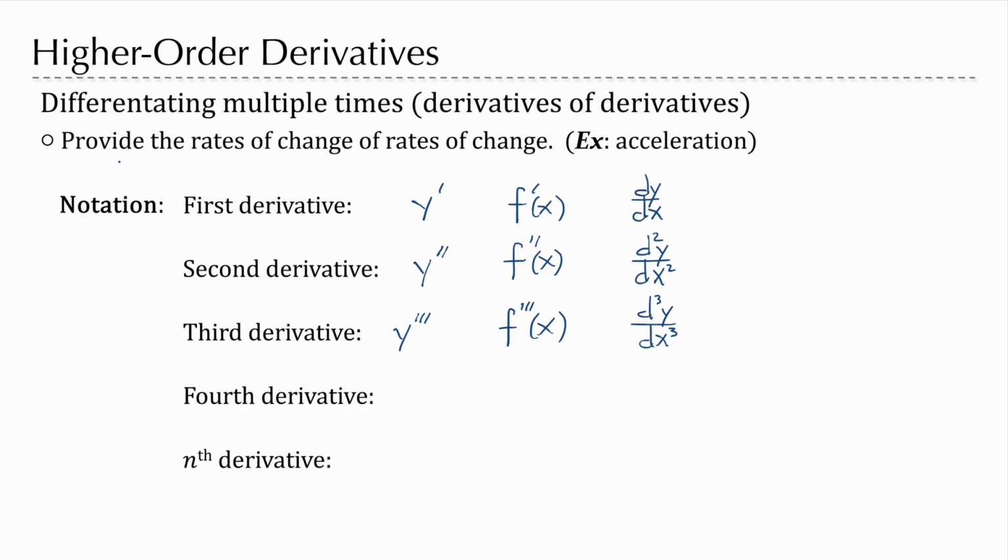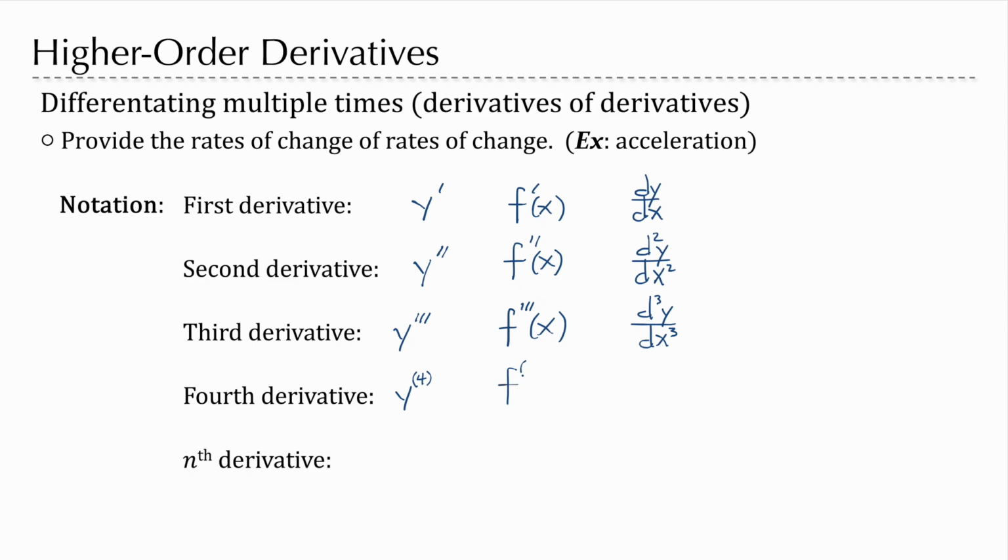But the thing is, at least on the first two styles, we can't just continually add primes, right? We don't have space for that. So instead, when we find the fourth derivative, we go ahead and stop using primes and start using numbers. It's kind of similar over here with the Leibniz notation. So instead of y with 4 prime marks, we put a little parentheses and we put a 4 inside of it. And that stands for the fourth derivative.